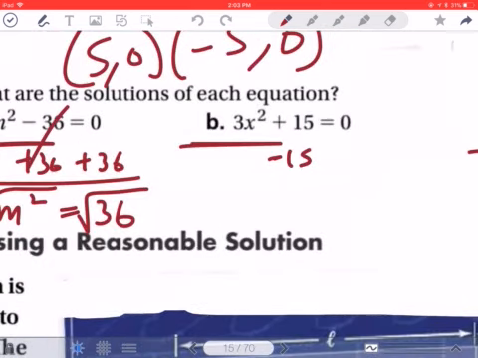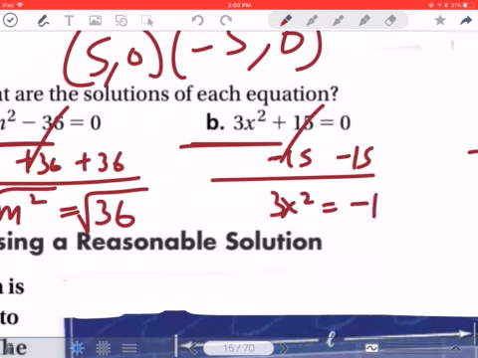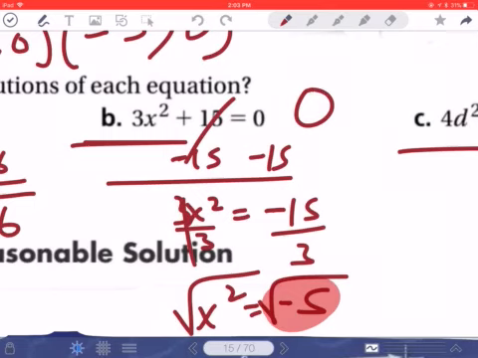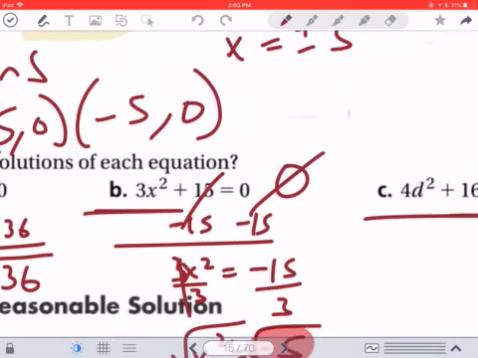I'm going to subtract 15 on part B. So I have 3x squared equals negative 15. I could divide by 3. I get x squared equals negative 5. I can take the square root, and some alarm should go off in your head there that I can't take the square root of a negative. So therefore, there is no solution here. Remember, a 0 with a slash through it also means no solution.